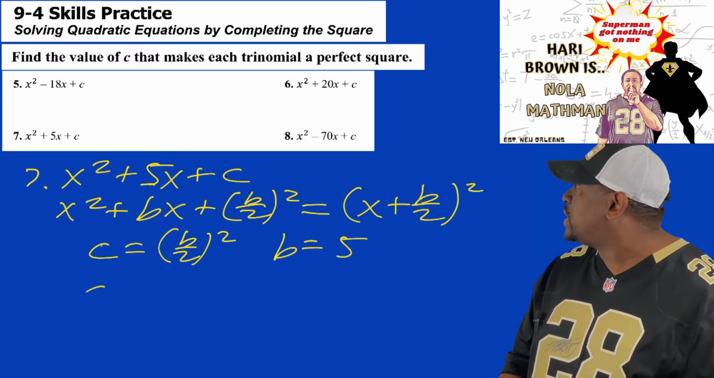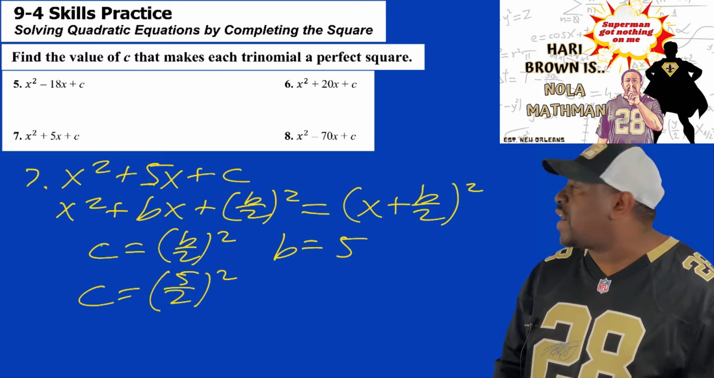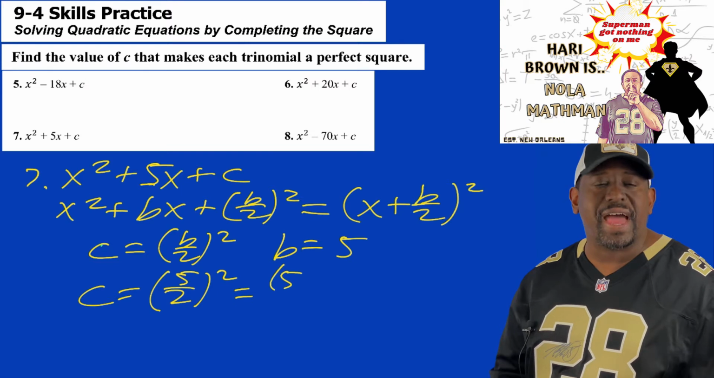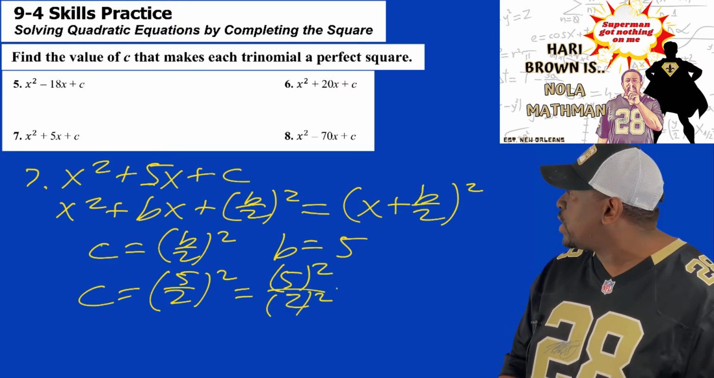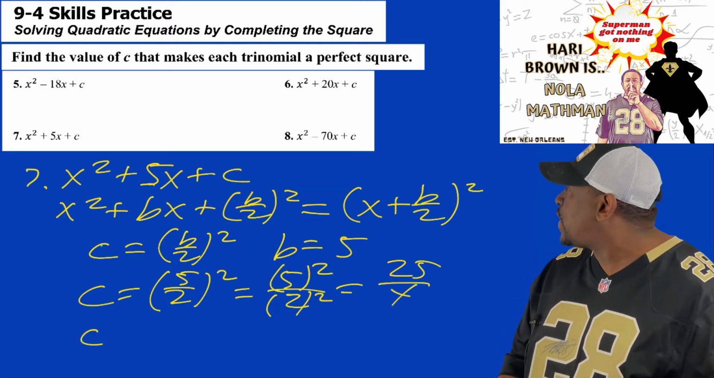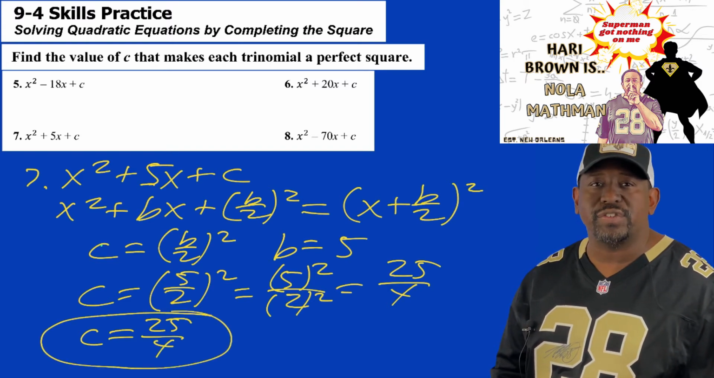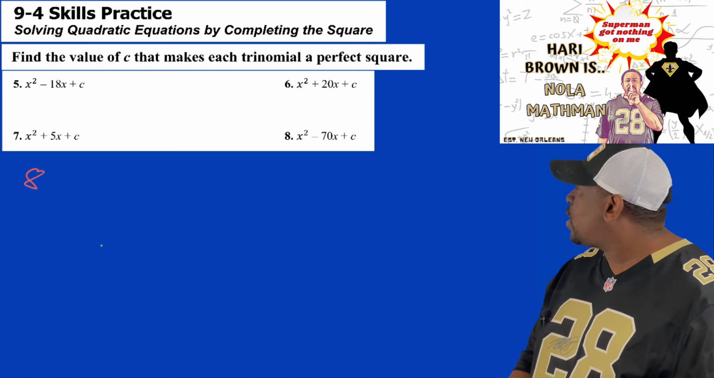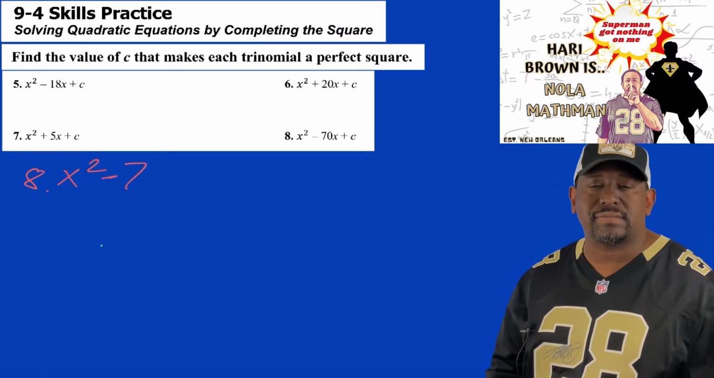In this problem, b is 5. So when you substitute it in, you cannot divide 2 equally into 5. So you're going to have a fractional value for c. You square the numerator 5 and you square the denominator 2. 5 squared is 25, 2 squared is 4. And the answer is 25 over 4 as the value of c. So in that problem, we have a fractional value. So let's do number 8.